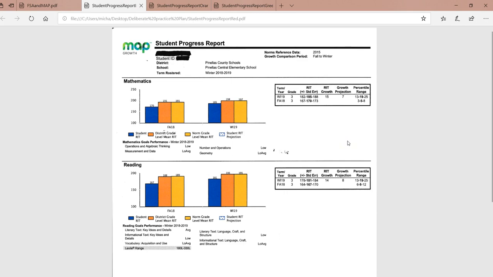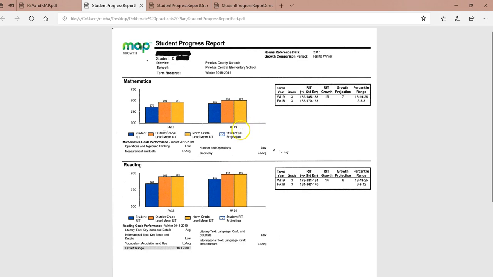This student progress report shows how this child did in fall of 2018 and winter of 2019. I'm sorry, it says winter 2019, but it's really 2018. They just consider it to be the following school year. So what we have here is a bar graph. I'm just focusing on mathematics because that's what we focus on in Promise Time Academy, but we can also get the same information for reading.